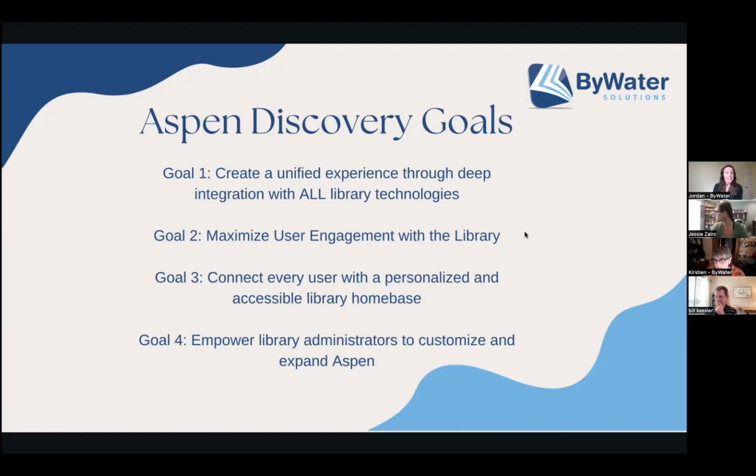If the interface isn't usable, people can't accomplish what they're looking to do. Goal number 3, connecting every user with a personalized and accessible library home base, is also key here. With accessibility, it's great for everyone. And with it being personalized, the same accessibility features don't necessarily work for everyone. So we have some personalization features as well that will help make sure that everyone can access Aspen. And then the last one is my favorite here. Empowering library administrators to customize and expand Aspen. We have options for you to make sure that all of your users can be reached in both an accessible and user-friendly way.